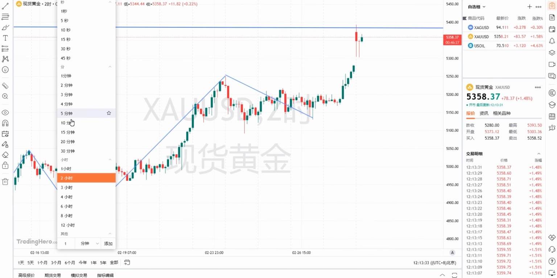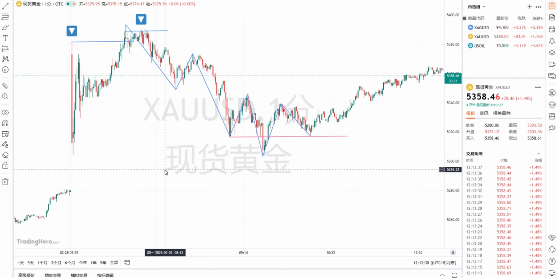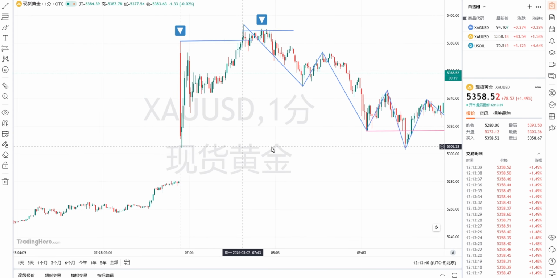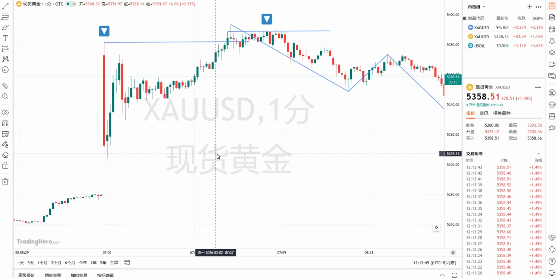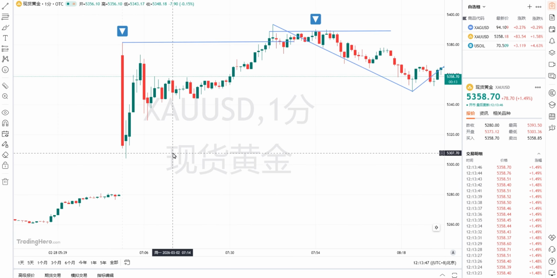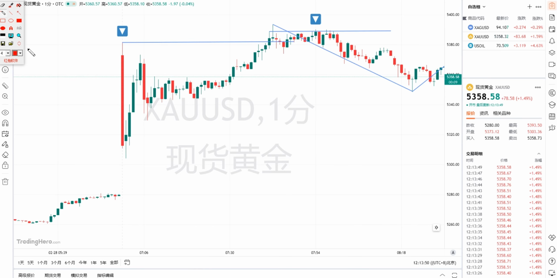Now let's look at the 1-minute chart. Right at the market open, the 1-minute time frame fluctuated significantly. It rose to a high of 5381. After trading opened today, there was a significant gap up. The first candlestick on the 1-minute chart just touched that resistance level on the 2-hour chart.